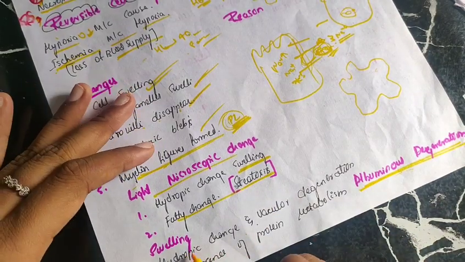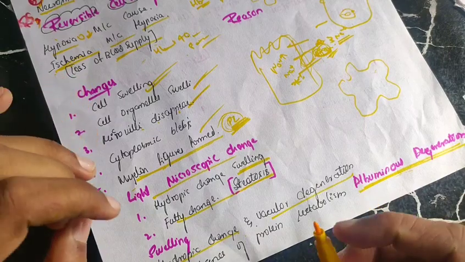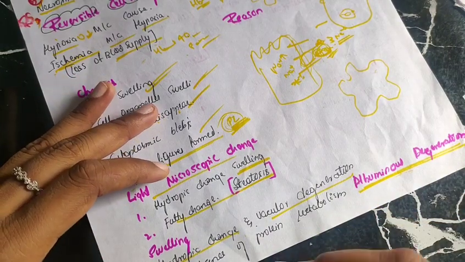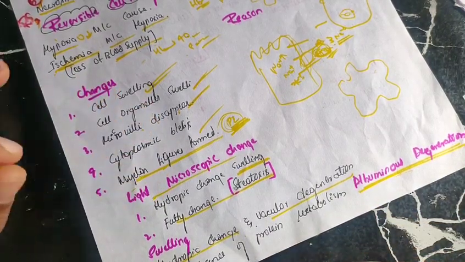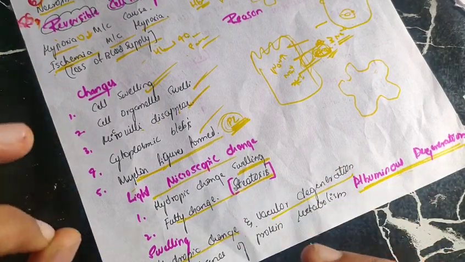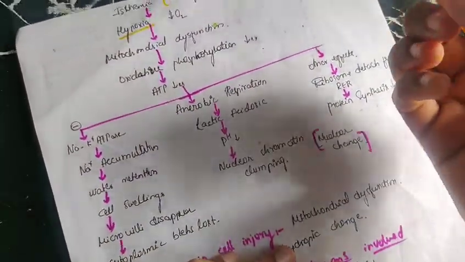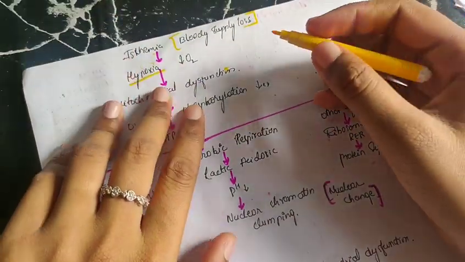The swelling occurs because of hydropic change and vacuolar degeneration. What we call albuminous degeneration is a disturbance in protein metabolism. The term used for a disturbance in protein metabolism is albuminous degeneration. And we'll see in detail how there will be depletion of ATP in reversible cell injury.